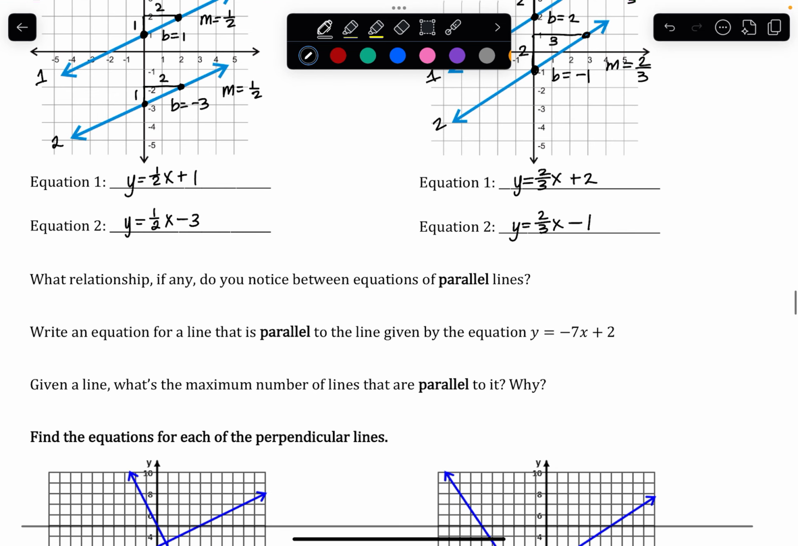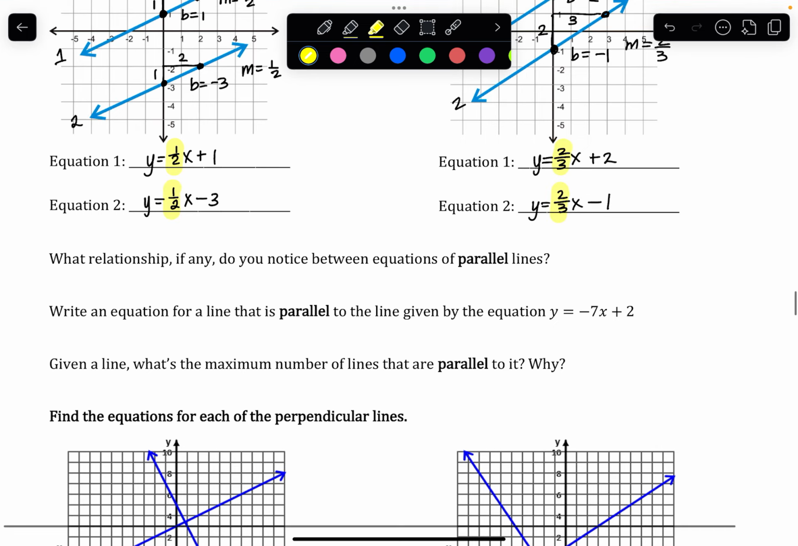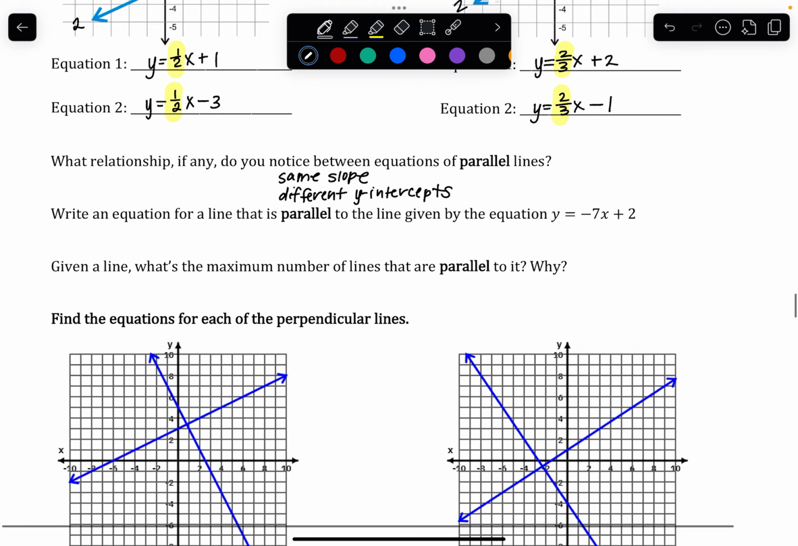So what relationship, if any, do you notice between equations of parallel lines? Hopefully you notice that they have the same slope. They rise together and run together. So same slope. That's why they are never intersecting. Something else that's important to notice is that they have different y-intercepts. If they also have the same y-intercept, we're talking about the same line.